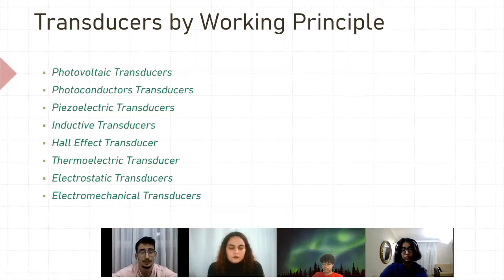For photoconductor transducers, the conductivity depends on the light intensity. It has been observed that the conductivity of photoconductor transducers increases as the intensity of light increases. They transduce the light intensity into an electrical signal.